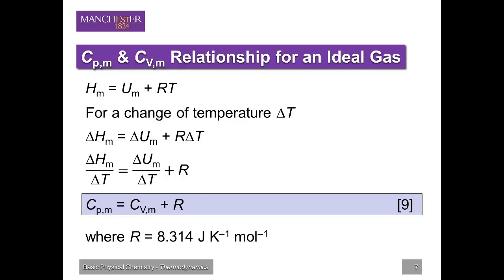Thus, the isobaric molar heat capacity of an ideal gas is greater than its isochoric molar heat capacity by 8.314 joules per Kelvin per mole. In practice, values may differ from this owing to the deviation from ideality of real-world gases. In the next lecture, we will begin to look at the second law of thermodynamics and introduce the concept of entropy.